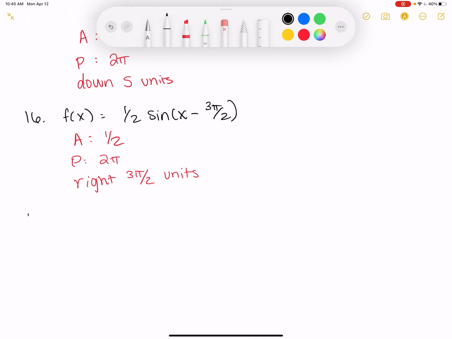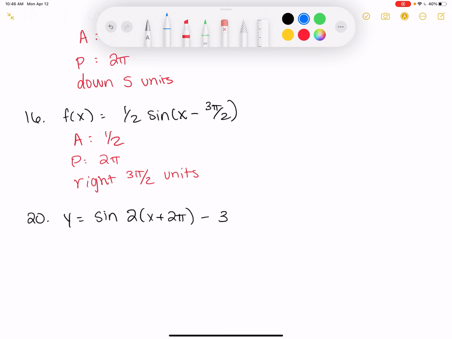All right, number 20. Don't get excited on this one. Let everybody write it down so we can talk about it before we go crazy. Y is equal to the sine of 2 times x plus 2 pi minus 3. Just write the problem down and then we'll talk about it.